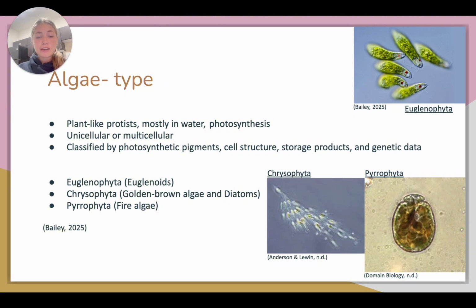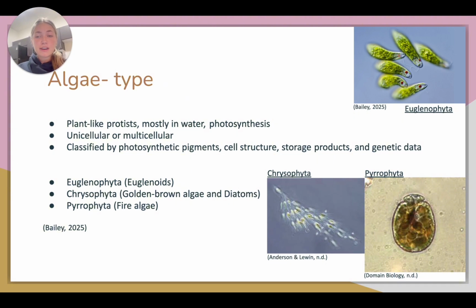First, we have euglenophyta, or euglenoids, pictured in the top right corner. They can be fresh or salt water, and they lack a cell wall, but they are covered by a protein-rich layer called a pellicle. They can be autotrophic or heterotrophic. Next, we have chrysophyta, which is golden brown algae or diatoms. They are the most abundant type of unicellular algae with 100,000 different species. They are fresh or saltwater, and diatoms are more common than golden brown algae.